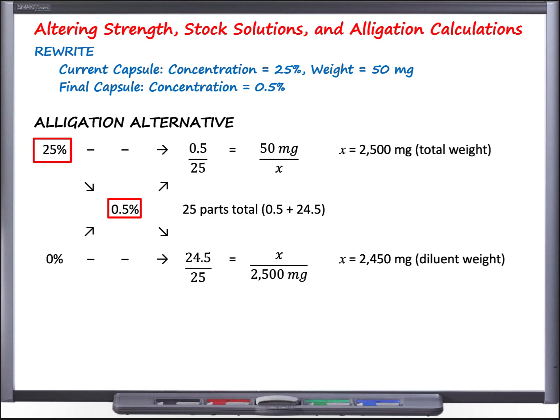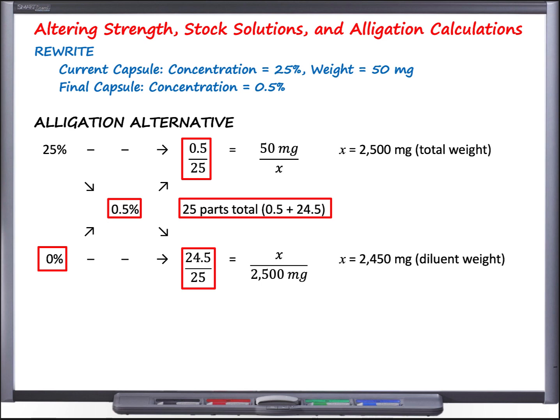So next, let's follow our diagonal lines and cross-subtract going from the top left to the lower right. So 25% minus 0.5% gives us the number of 24.5, remember, with no units. Now, let's cross subtract going the opposite direction from the bottom left to the upper right. 0.5% minus 0% gives us the number of 0.5, again with no units. Those are our numbers. So the next step would be to add those two parts together. So if we have 0.5 plus the 24.5, we would have a total of 25 parts.